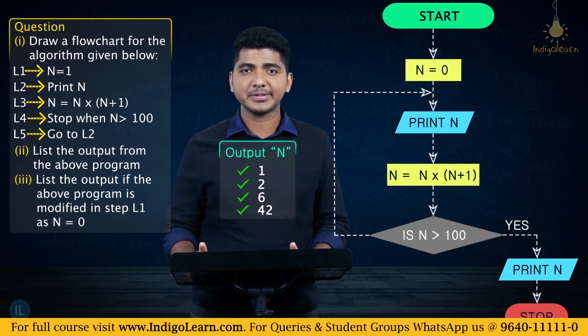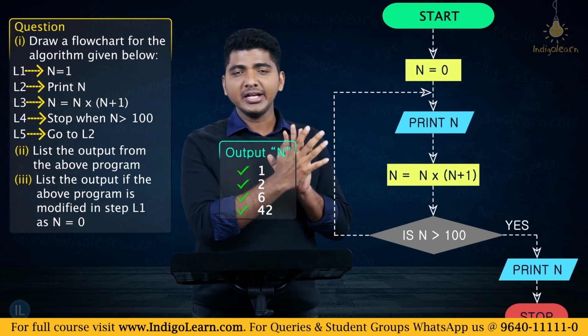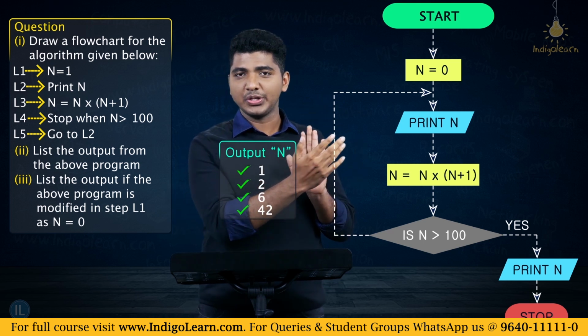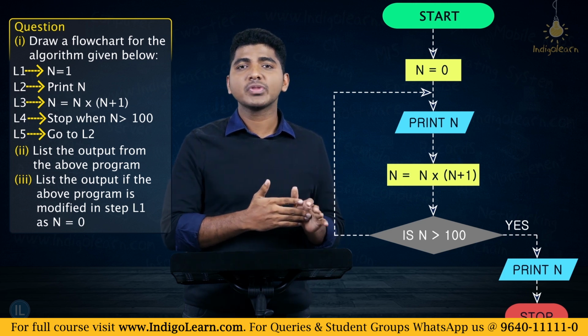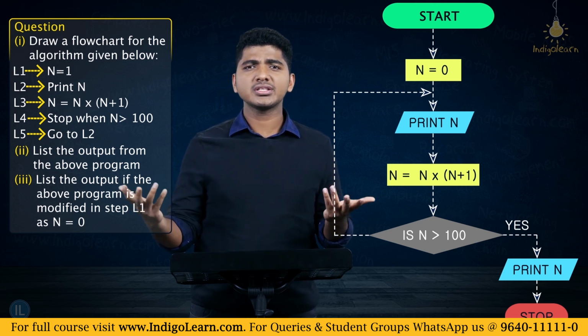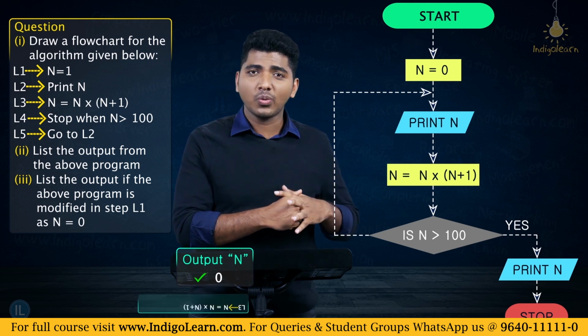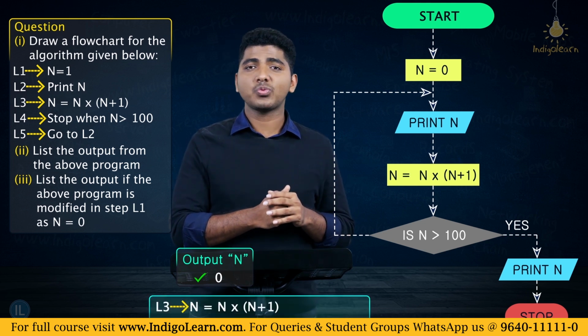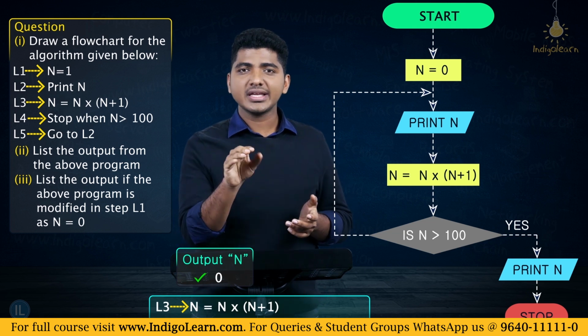What is going to be the answer? Now let us see the answer. Answer is, you started it and you defined n is equal to 0. Now you are supposed to print n, correct? So what are you going to print? Nothing. n is equal to 0. Next step, n is equal to n into n plus 1. So what is n? 0.